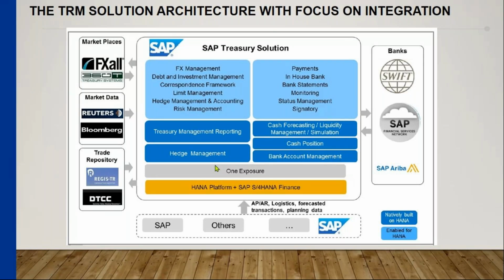Then, when you're talking about the SAP Treasury solution, as I said, there is FX management, debt investment, correspondence framework, limit management, and hedge risk management. These are all part of the solution. Nowadays, wherever you go, they also have the IHC process in place: in-house cash, bank statement monitoring, status management, signatory. In-house cash management is a separate part of it, but let's talk about the BCM.